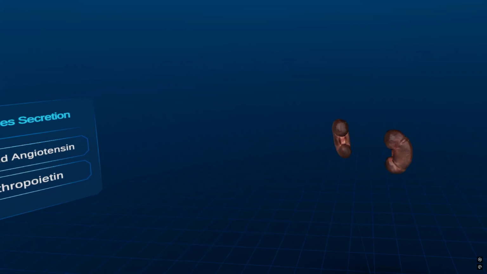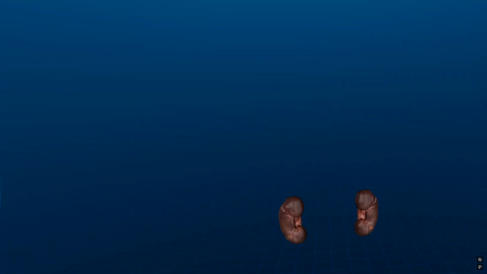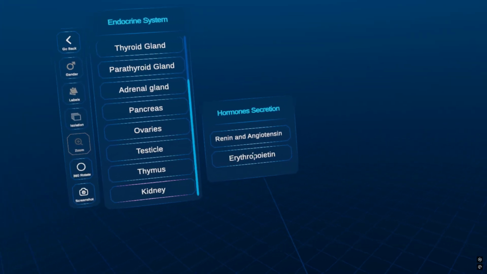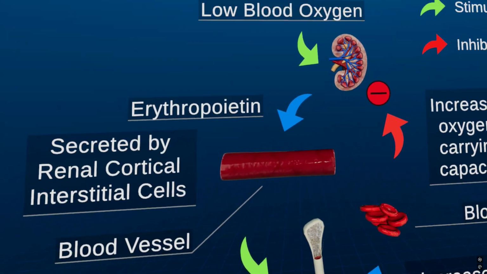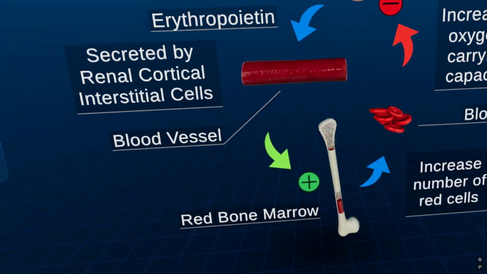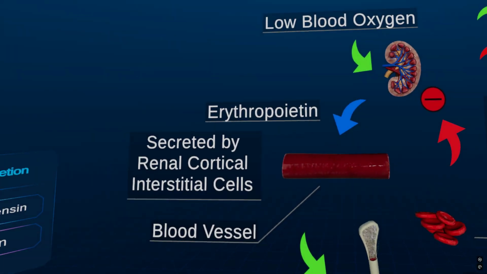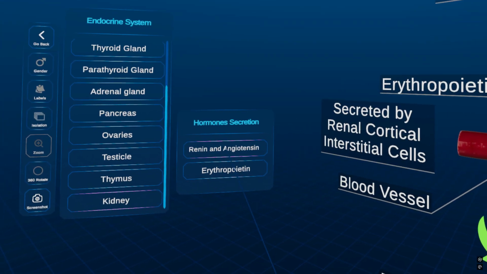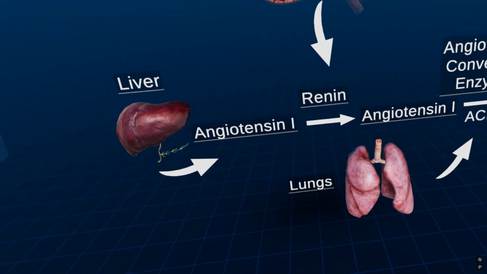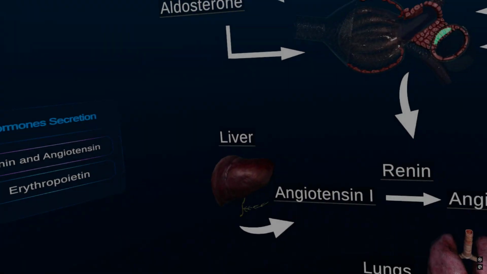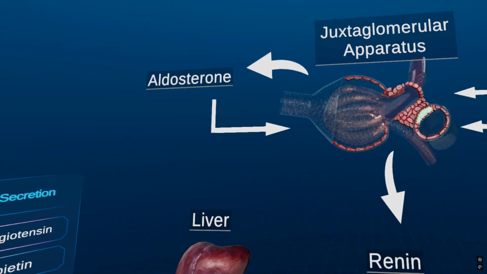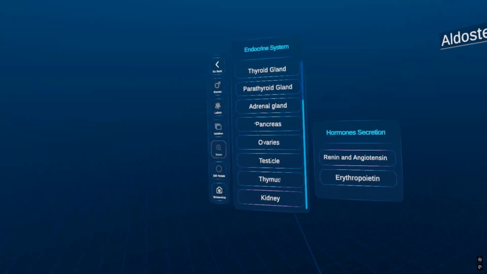One of the key endocrine functions of the kidney is the production and secretion of the hormone erythropoietin. Erythropoietin is a hormone produced by the kidneys in response. Erythropoietin is also used therapeutically to treat anemia. Renin is an enzyme secreted by the juxtaglomerular cells. Angiotensin I is then converted into angiotensin II by the action of angiotensin-converting enzyme.